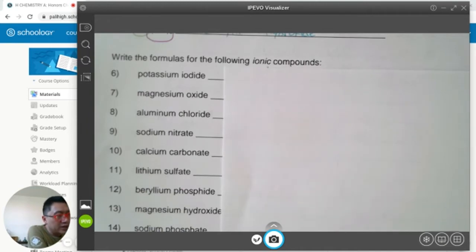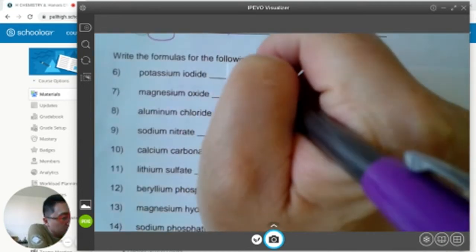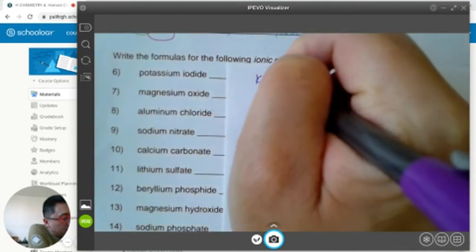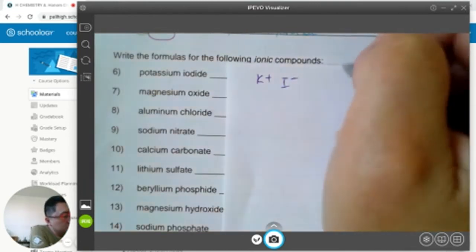Write the formulas for the following ionic compounds. First one is potassium iodide. How do I know what potassium is? What iodide is? Page 45 in the textbook. Please refer to that table, because unless you have this memorized, and during regular school you would have to have this memorized. But potassium is +1, iodide is -1. So the formula of potassium iodide will be just KI.